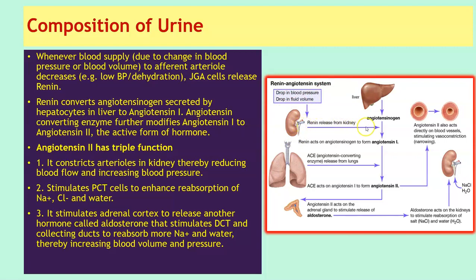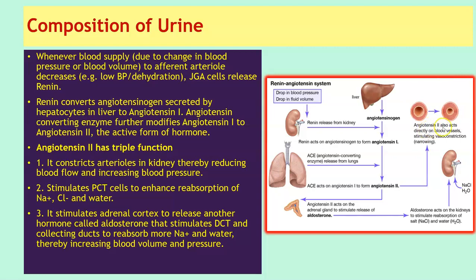So renin is released from the kidney, and we have angiotensinogen, which is released from the hepatocytes, that is the cells of the liver. Now renin acts on angiotensinogen to form angiotensin 1. Now further, we have the angiotensin converting enzyme, which is called ACE, which is released from the lungs. This converts angiotensin 1 to angiotensin 2. And due to this conversion, the angiotensin 2 that is formed has multiple functions. You can see here it is highlighted.